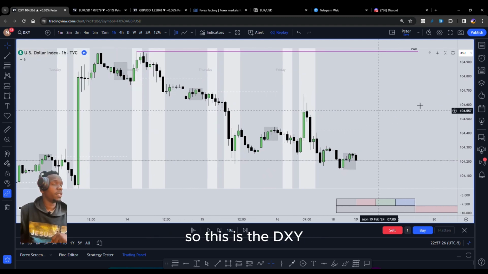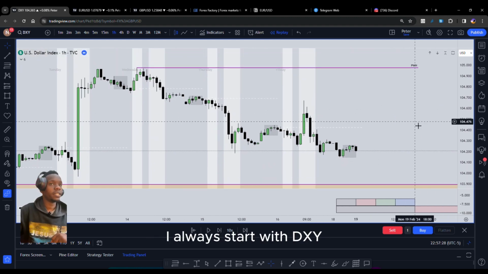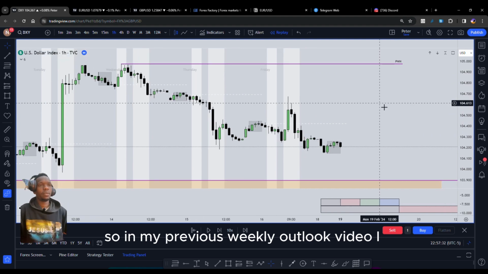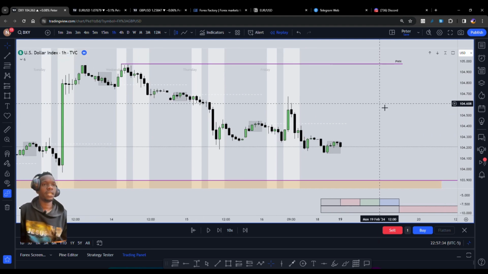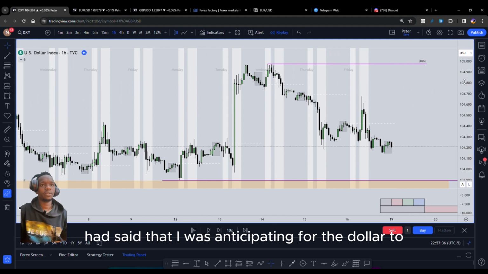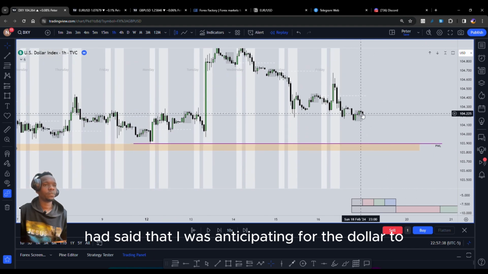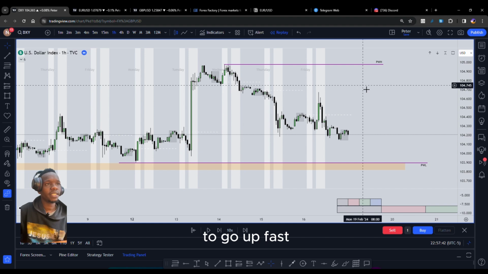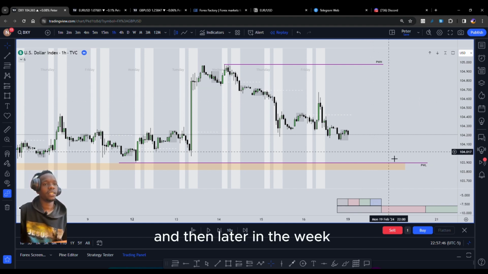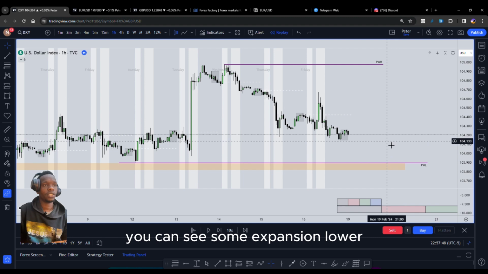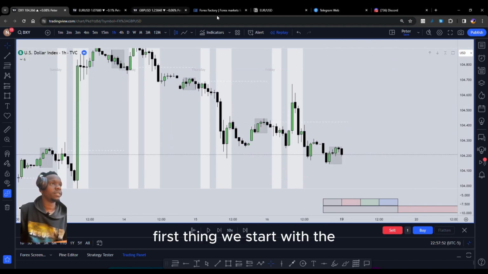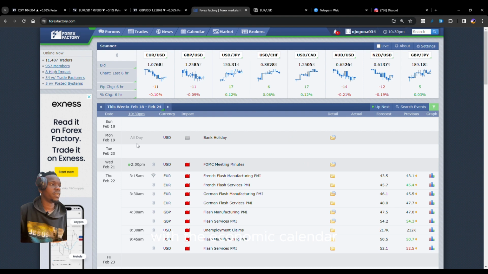So this is the dollar. I always start with the dollar. In my previous weekly outlook video, I had said that I was anticipating for the dollar to go up first, and then later in the week we can see some expansion lower. So yesterday, what happened? First thing, we start with the economic calendar.